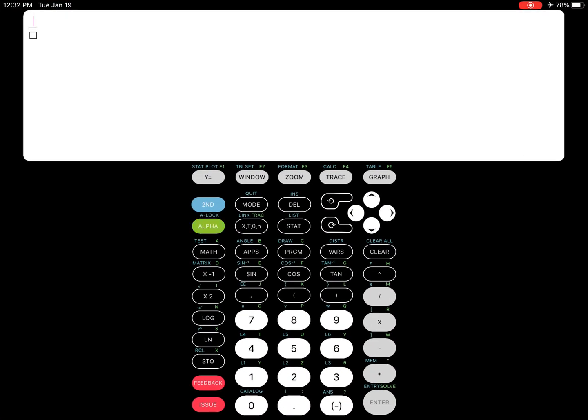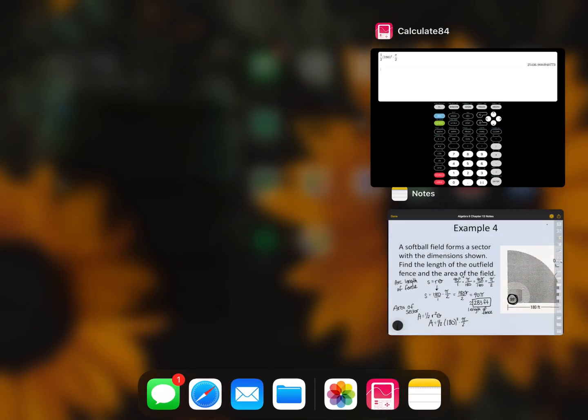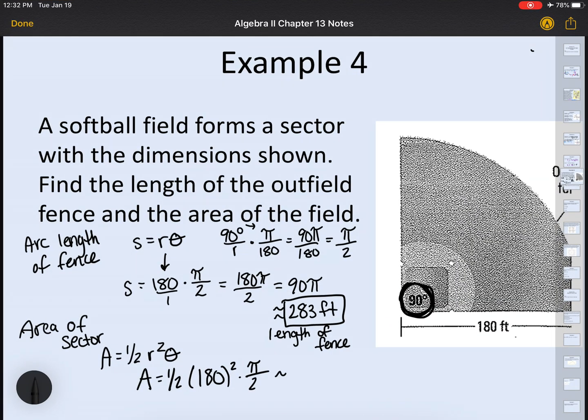So we need 1/2, and then parentheses 180 squared times pi over 2. And if we round that, that is going to be 25,447 feet squared. So it's about 25,447 feet squared, and it's feet squared because we're working in area. So here's the area of the sector of the field, so the area of the infield there.